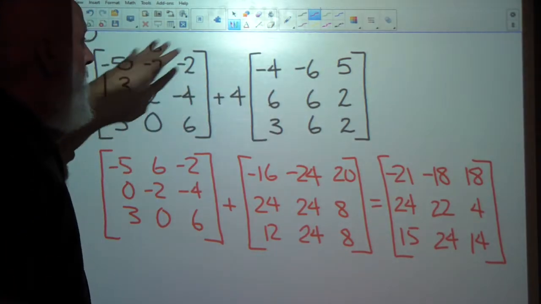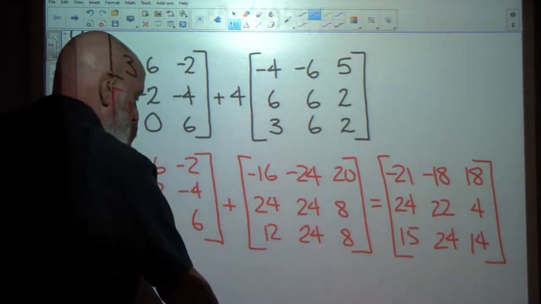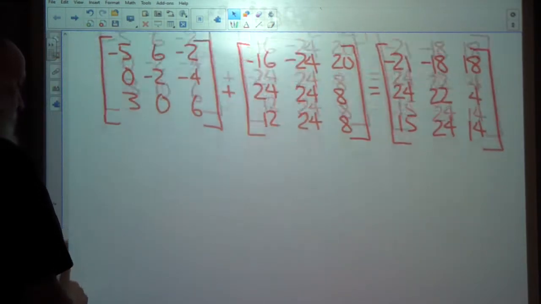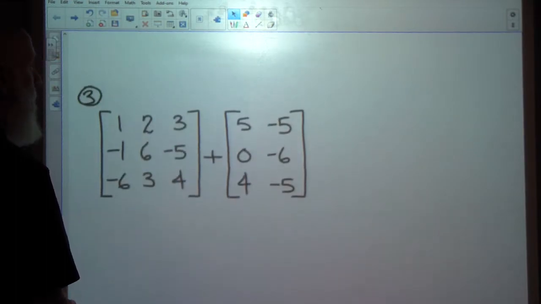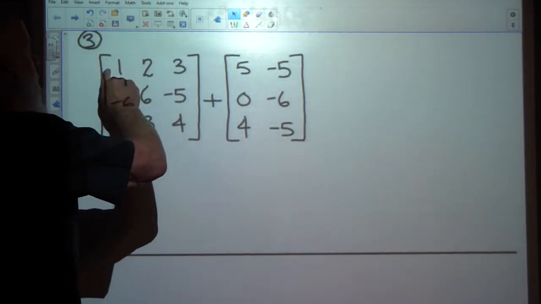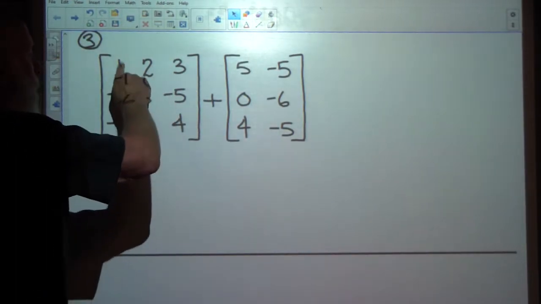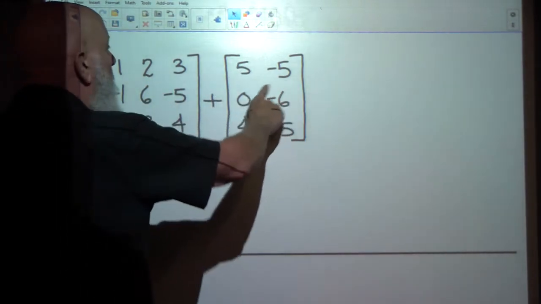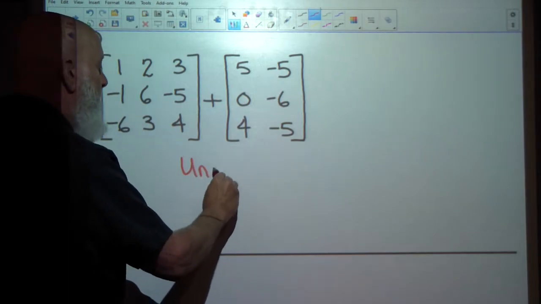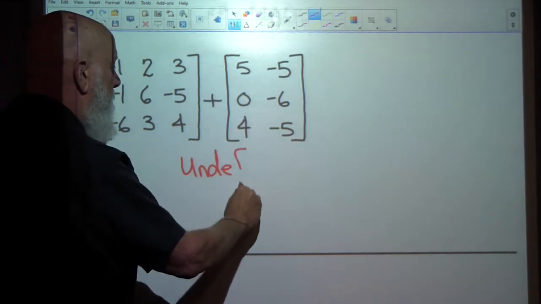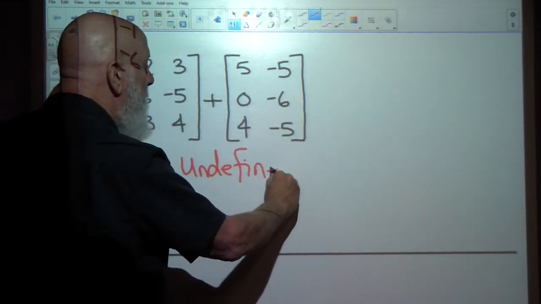Scalar multiplication and addition of matrices. Let's take a look at one more. Here we go, we are asked to add these matrices. I see that it's rows by columns, 3 by 3, and I'm going to add it to a 3 by 2. I can't do that. Undefined. They have to be the same dimensions.